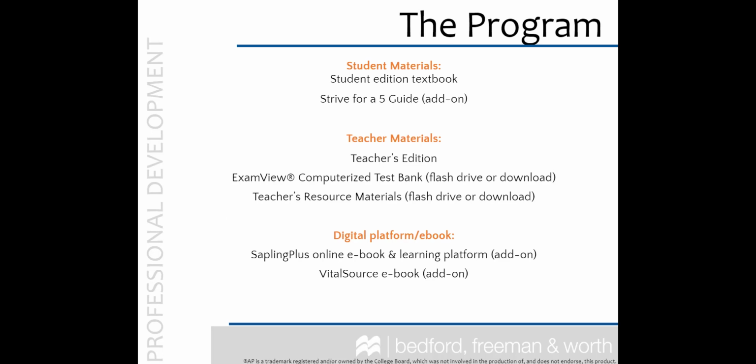If you have ordered at least a class set, you should have received the Teacher's Edition, an ExamView test bank, and the Teacher's Resource Materials. You may have received your test bank and/or teacher resource materials on a flash drive or via a downloadable URL. Please note that some components, such as Sapling Plus or Strive for 5 guides, are not automatically added to your adoption. These components require additional purchase. If there is anything you have not received, please contact your local sales representative.